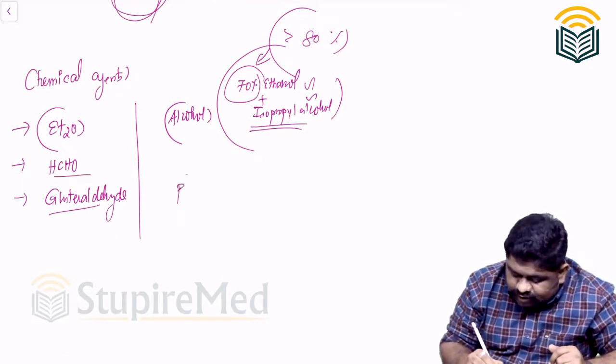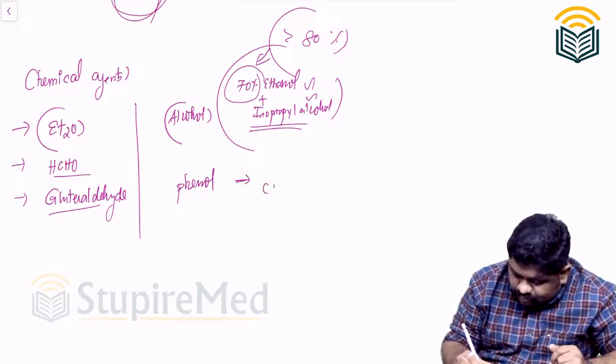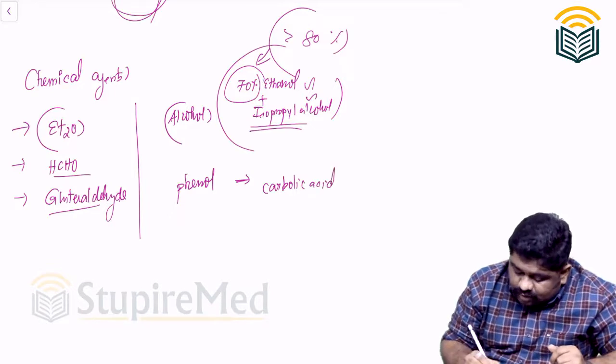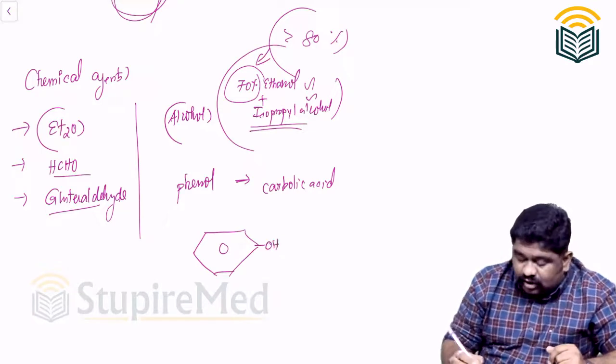You can also use phenol. Phenol is nothing but the source of carbolic acid. Remember, if this is a benzene ring, and in the benzene ring, if OH is directly attached to the ring, that is called phenol.